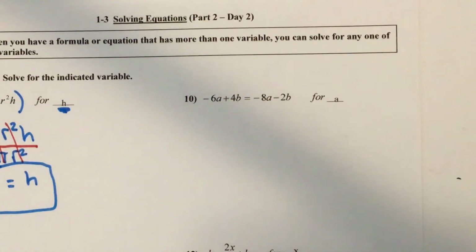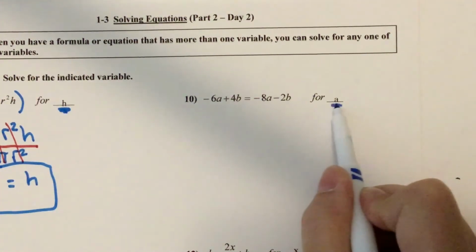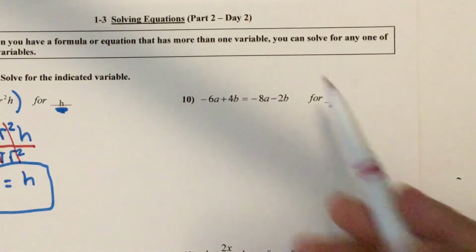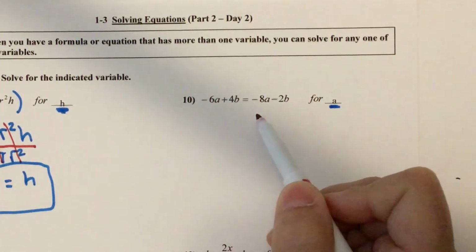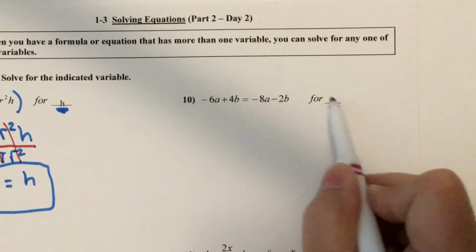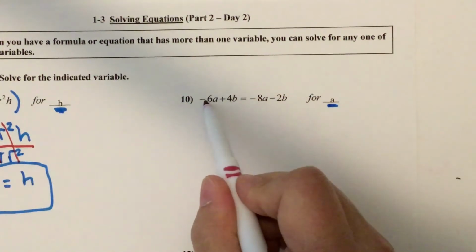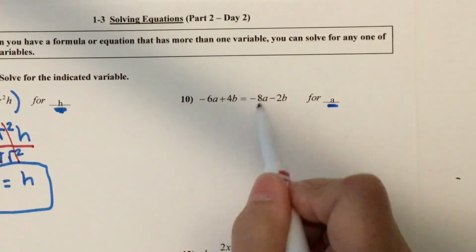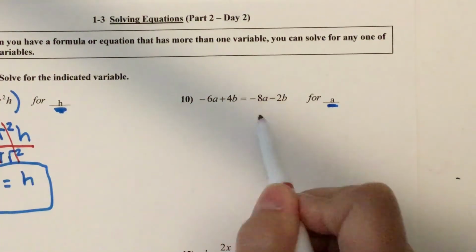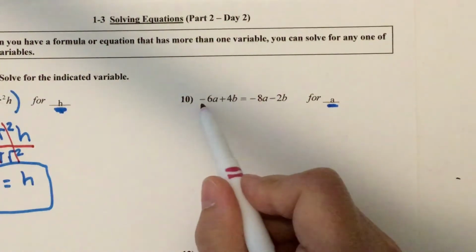I'm trying to solve for a. So what do you notice about the a? There's one on the left and there's one on the right. We can't have that. We can only have one a if we want to solve for a. Okay, so I either need to move the negative 6a to this side or move the negative 8a to this side. Remember, I always like to move the smaller one, and a negative 8 is smaller than a negative 6.